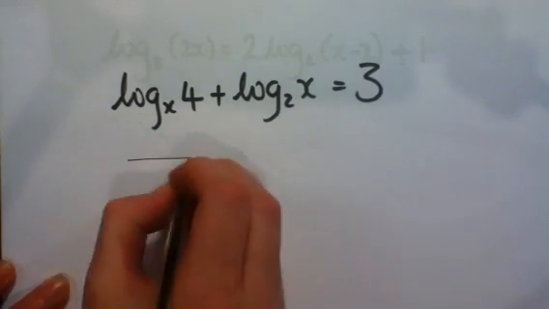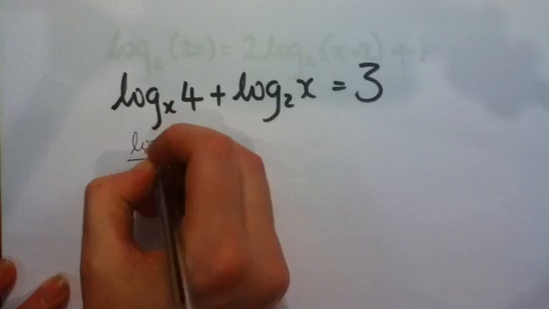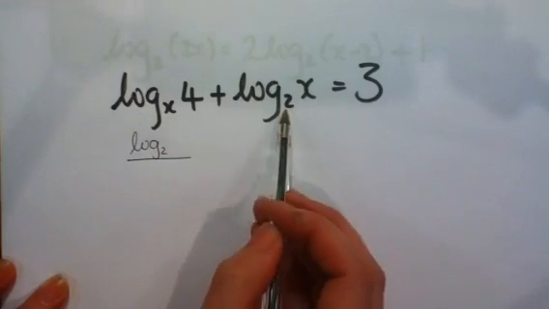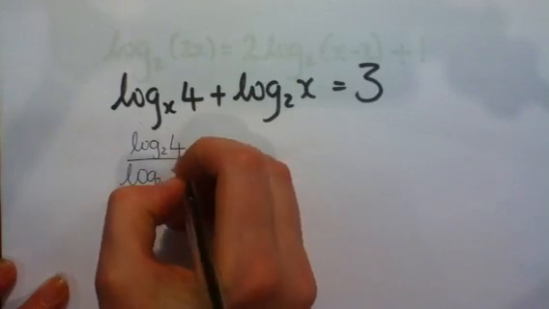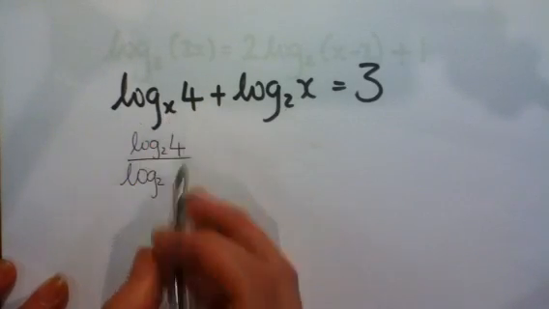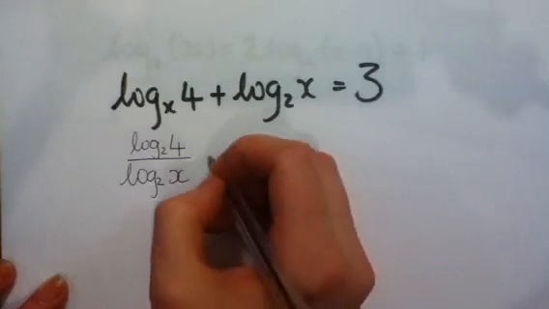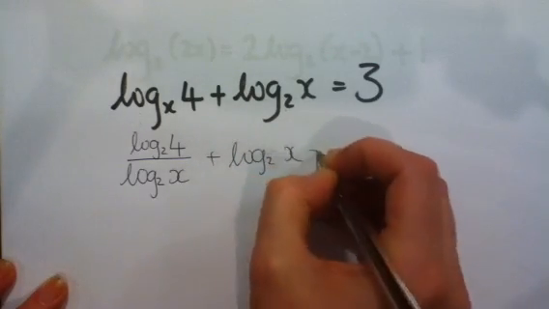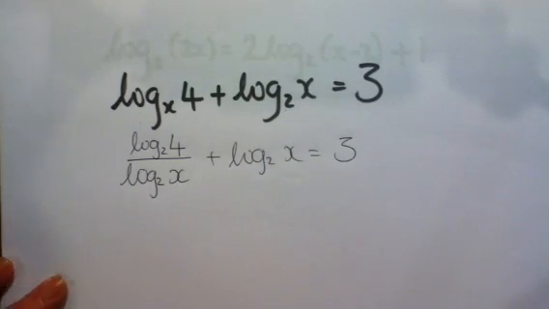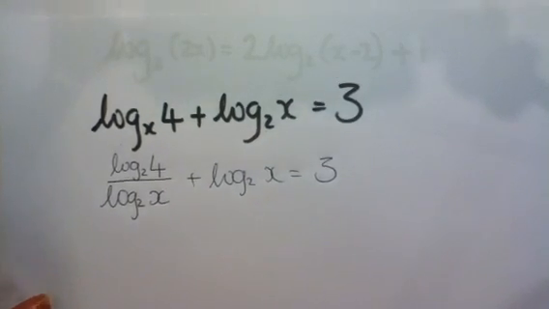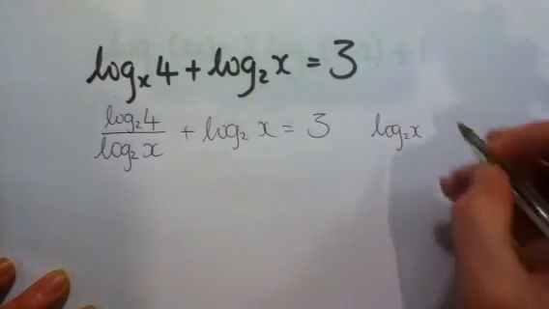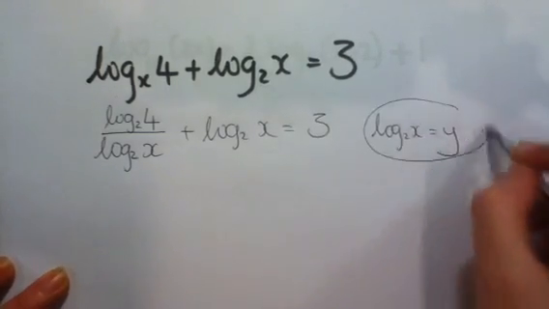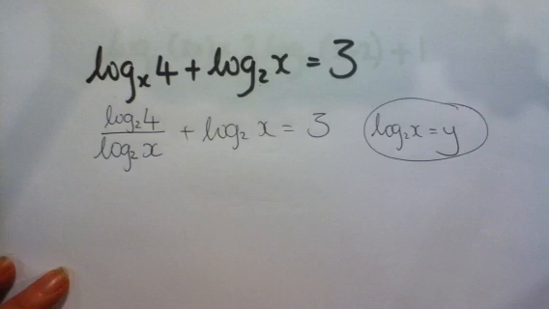So remembering how to change a base, you draw a fraction line, you write log 2 on the top, I want 2 because it's going to match that, and log 2 on the bottom. The 4, the thing I was taking the log of before, goes on the top, and the x, the thing that was the base, goes on the bottom. So now that I've changed the base, this is looking a little bit messy, so to make it look a little bit nicer, instead of log to base 2 of x, I'm going to write y, and this is a trick you'll see used in log equations quite a lot, just to make the structure more obvious.